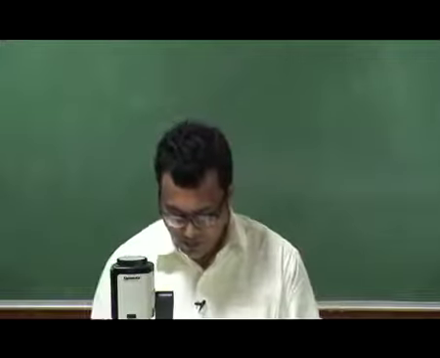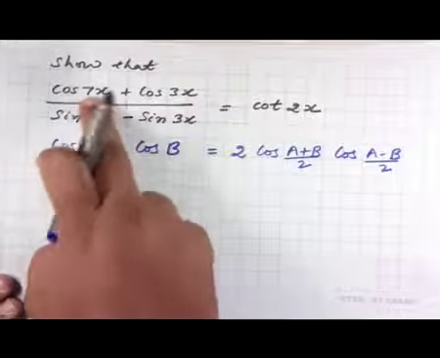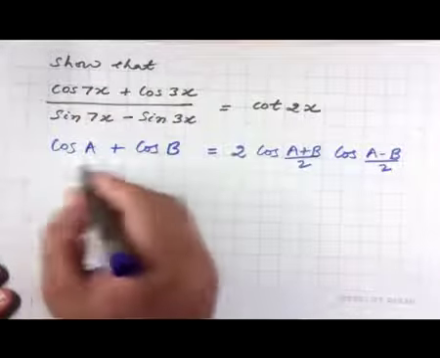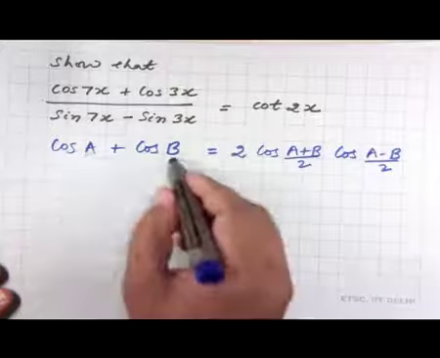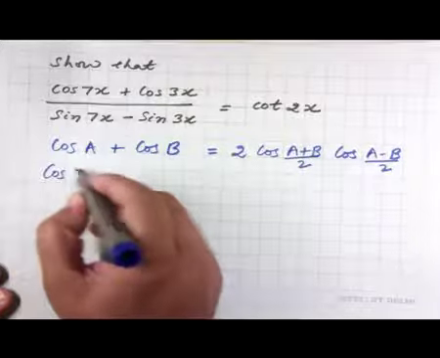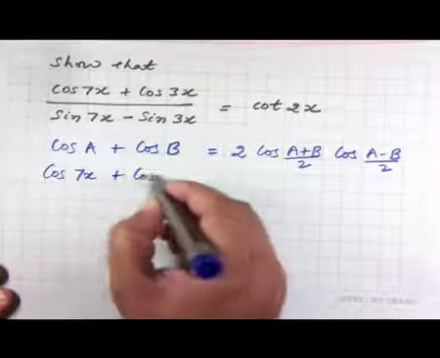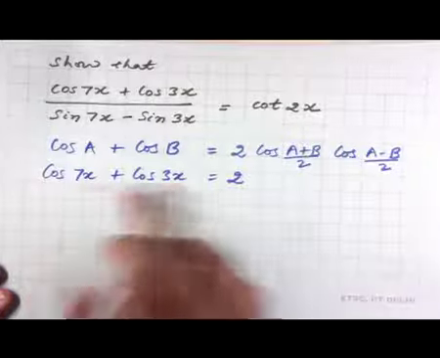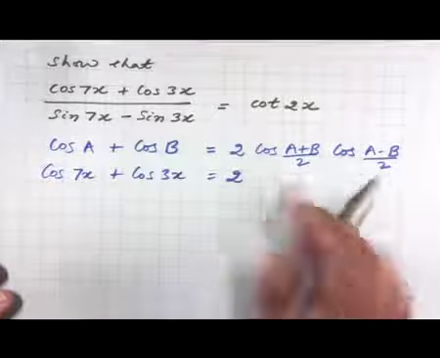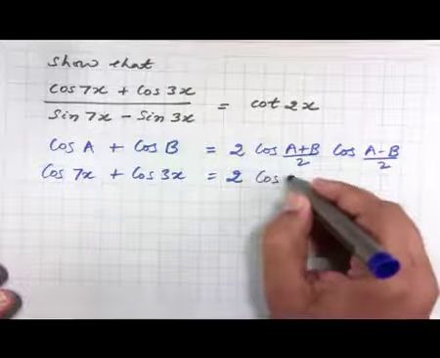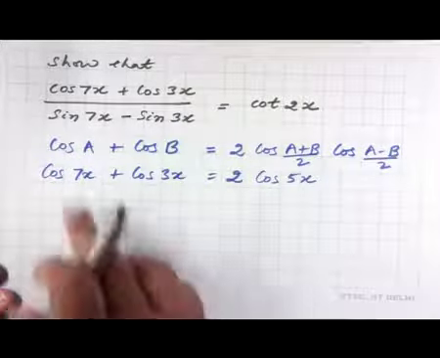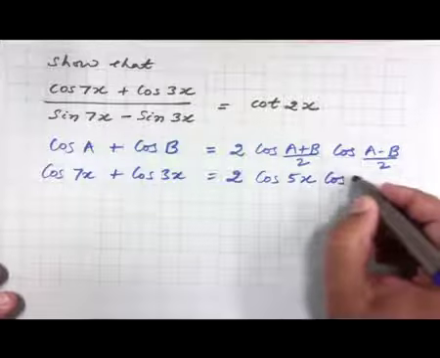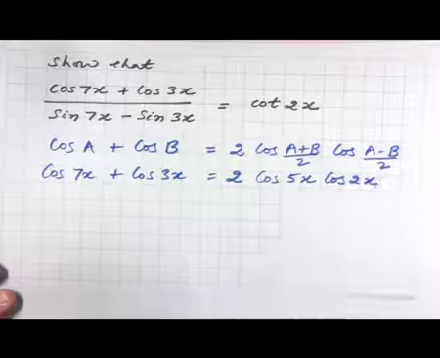And since we are getting this pattern here, cos A plus cos B, A is 7x, B is 3x. So, by putting A equal to 7x and B equal to 3x, what we get is cos of 7x plus cos of 3x is 2 times. So, A plus B is 10x, and that divided by 2 will give you cos of 5x, and A minus B is 4x, so upon 2 will be 2x. So, cos of 2x.